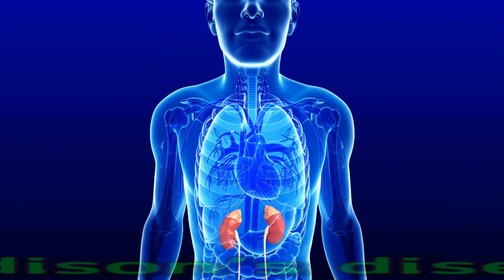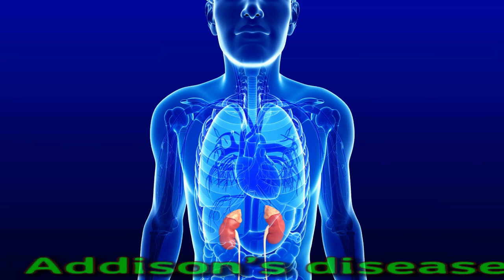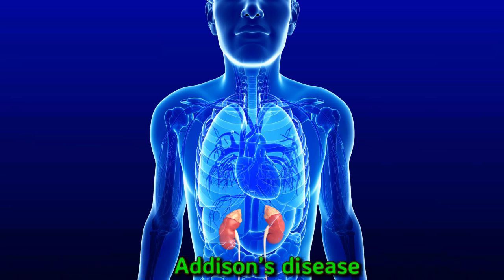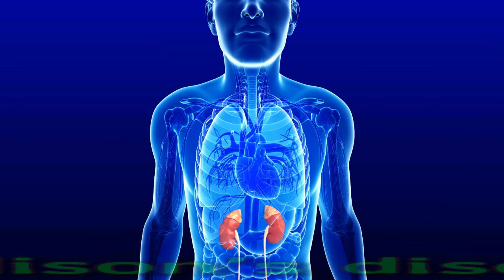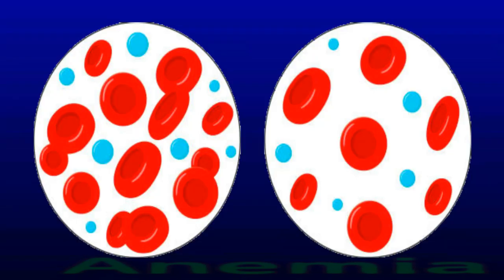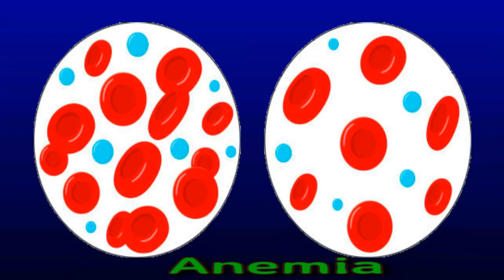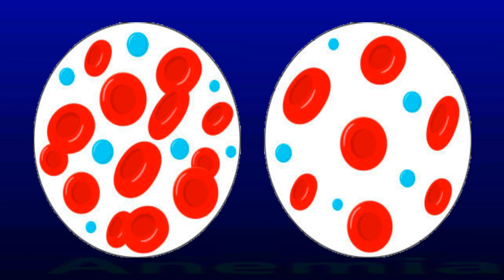Addison's disease. Addison's disease occurs when a person's adrenal glands do not produce enough of the hormones cortisol and aldosterone. In addition to muscle weakness, other common symptoms include chronic fatigue, weight loss, loss of appetite, stomach pain. Anemia. Anemia occurs when a person's hemoglobin levels are low, often due to an iron deficiency. Other symptoms of anemia include dizziness, shortness of breath, headaches, cold feet and hands, palpitations.